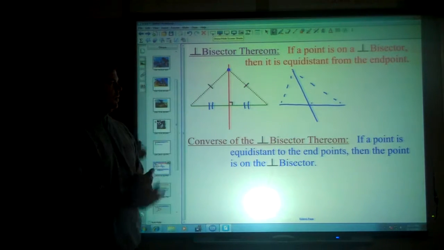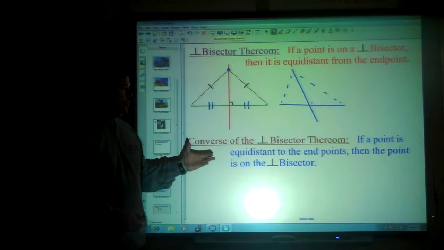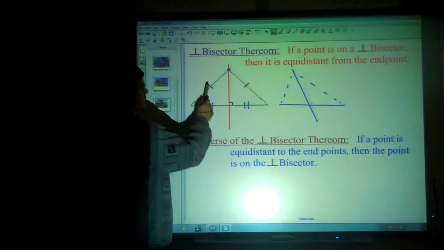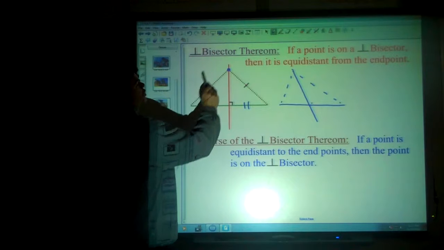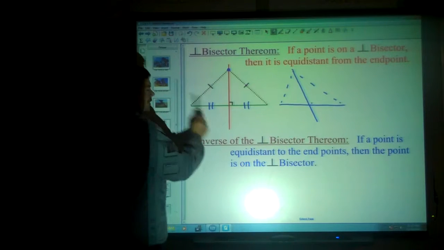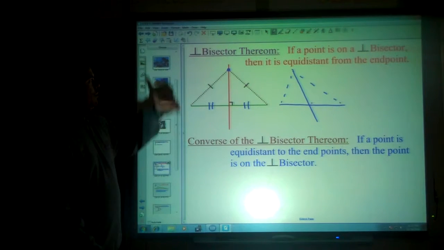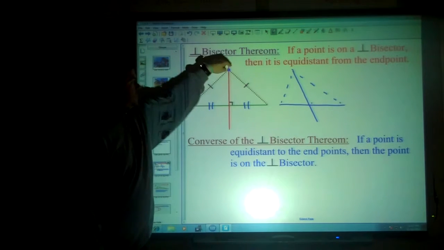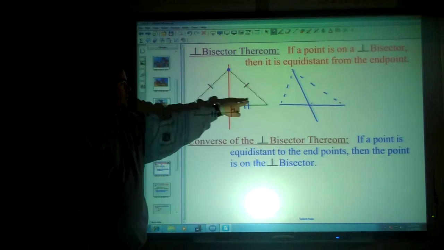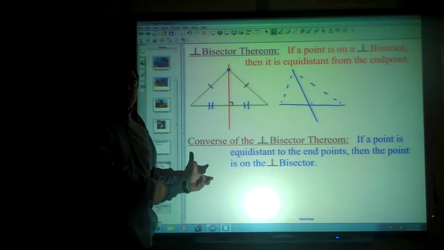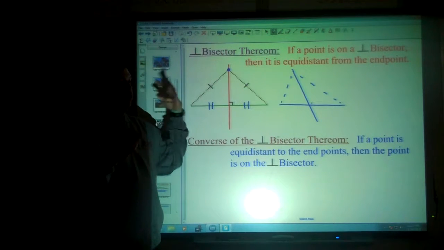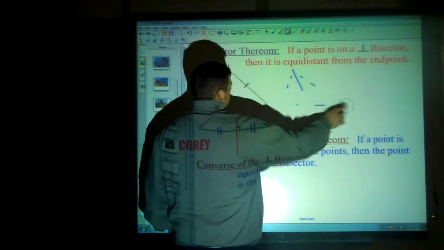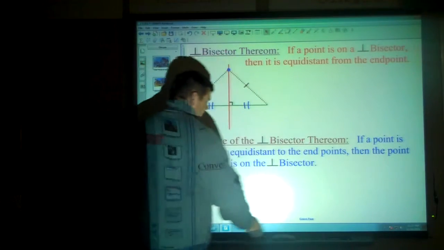All right? The converse of this. Now, if a point is equidistant to the two endpoints, if you know that this distance and this distance are the same, you're pretty much forcing this point to be on the perpendicular bisector. So remember, they go both ways. If you know you have a perpendicular bisector, then you know that it's the same distance from the endpoints of this segment. If you know you're the same distance from a point, then you know you're on the perpendicular bisector. It just depends on where you're going. Converse is the same, it's just in reverse order.